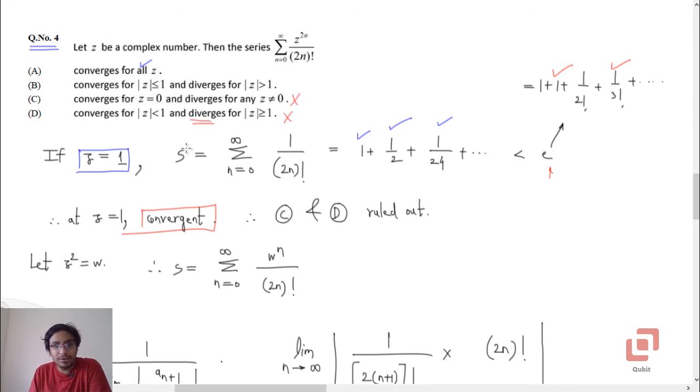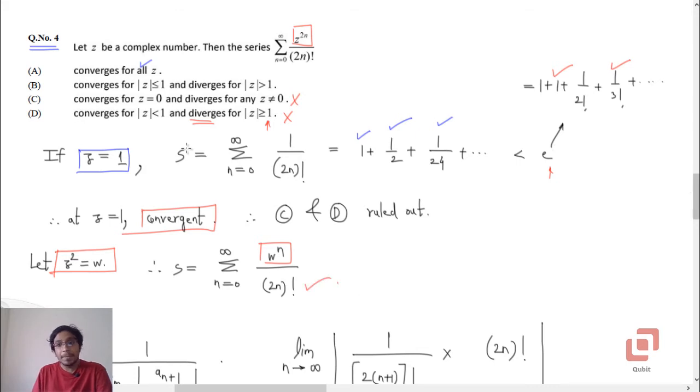Because 1 is included in the list of those numbers where the series is said to diverge. So it is either A or B. Now to decide whether it is A or B, I opted for a more conventional approach by substituting z squared as w. So our infinite series S will be the summation as n runs from 0 to infinity of w to the power n over 2n factorial. Only the numerator will change and 2n factorial will remain as it is.